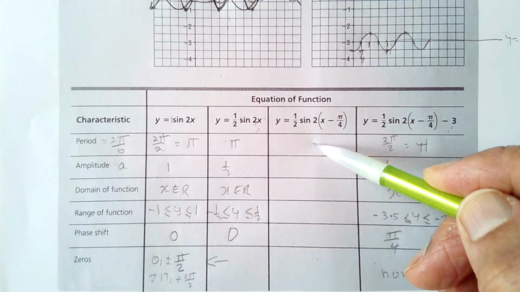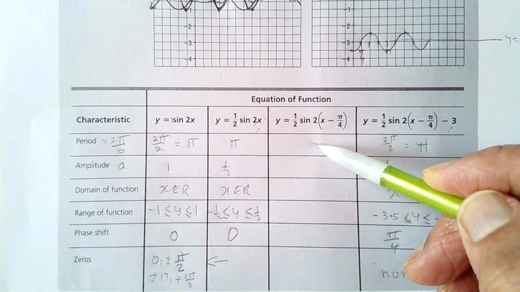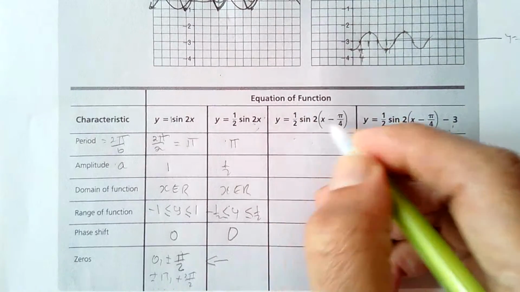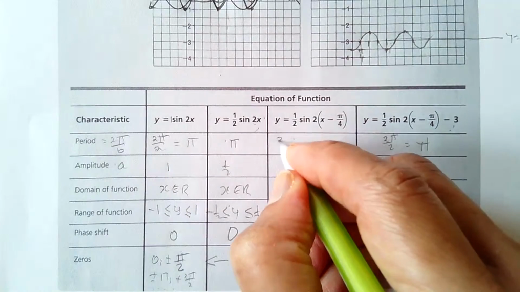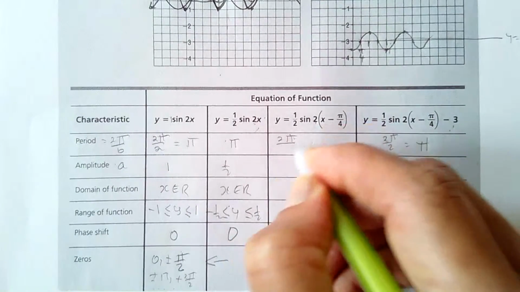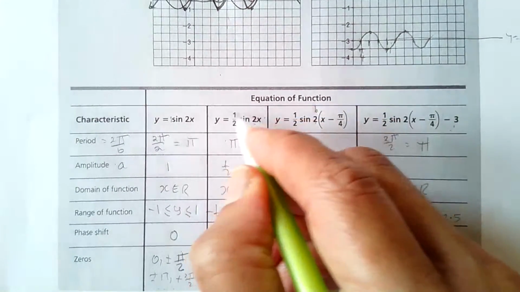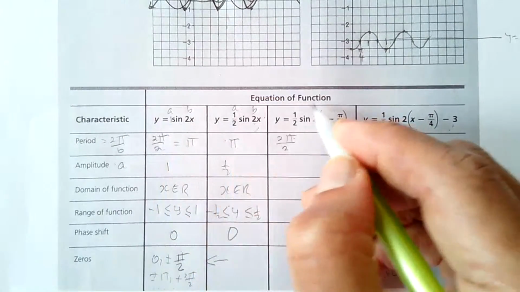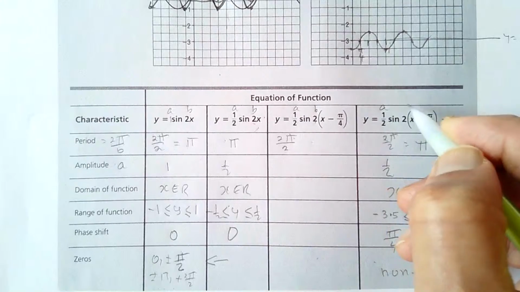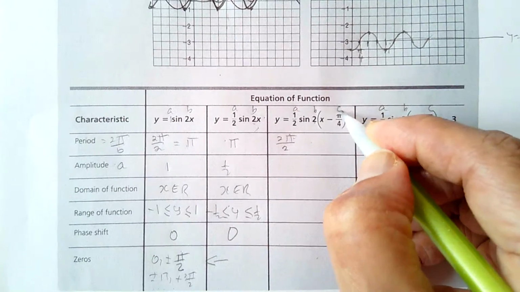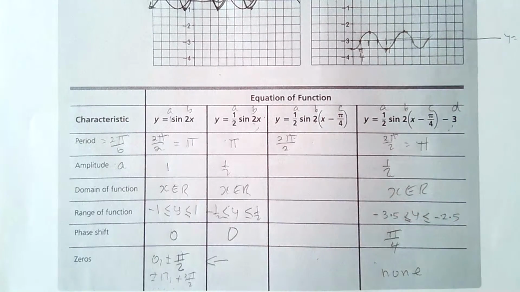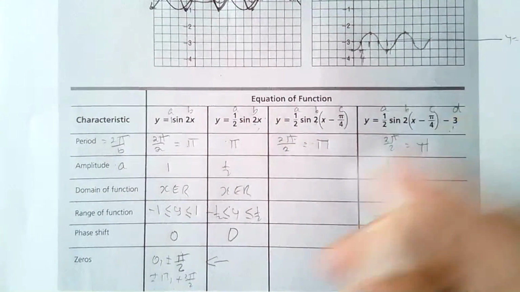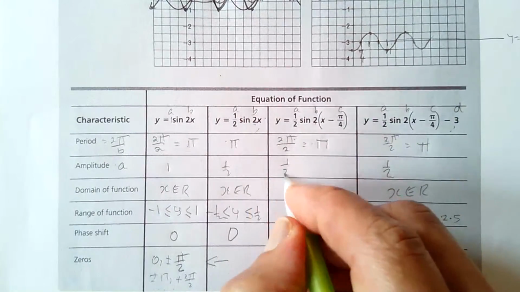For the next one here, which I did mention you should try, I'm just going to give you the result just in case. The period would be the same. It would be 2 pi over 2, which is your B. It's your A. It's your C, and this is your D. So which gives you pi. The amplitude is a half.